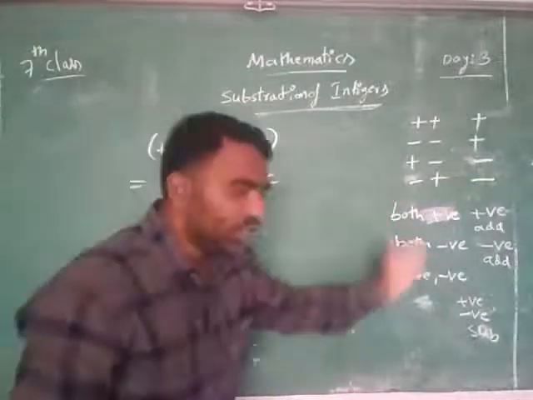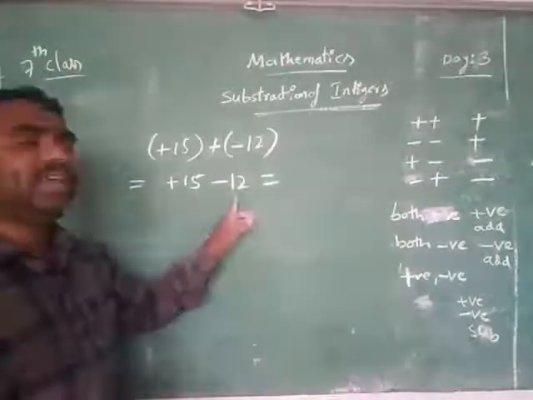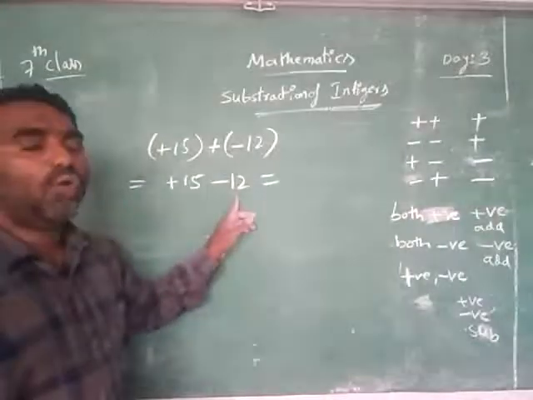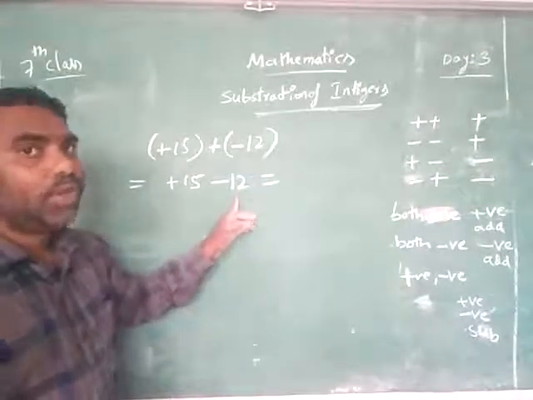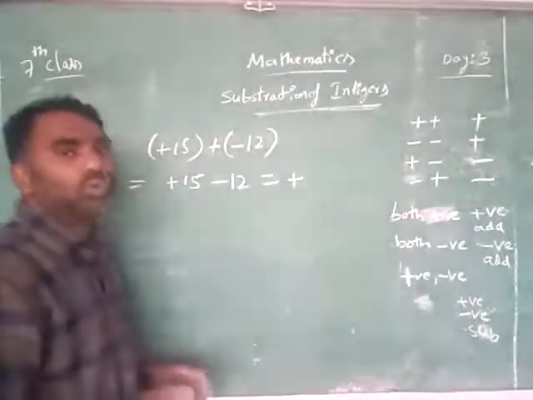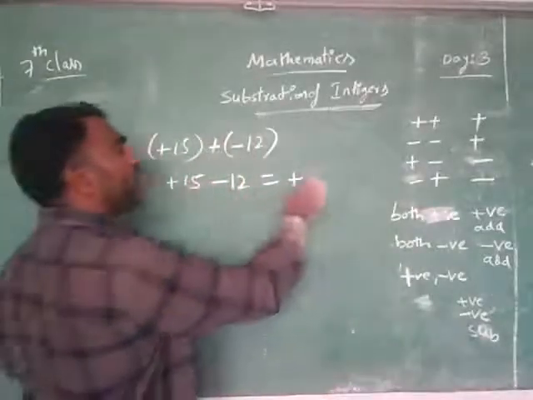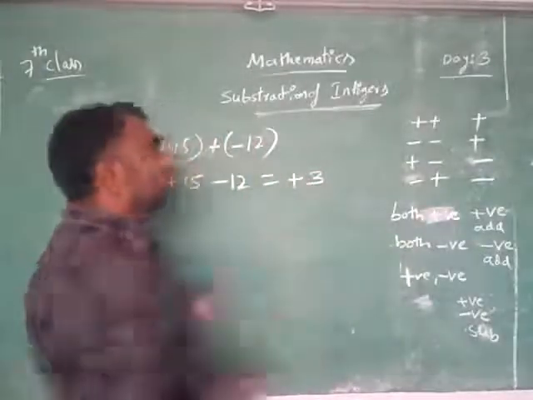Now, what is the situation here? This is the third situation because one is positive and one is negative. How do you get the answer? Which is bigger? Positive bigger. Answer is positive. How do you get the answer? By subtraction. 15 and 12 subtract, you will get 3.